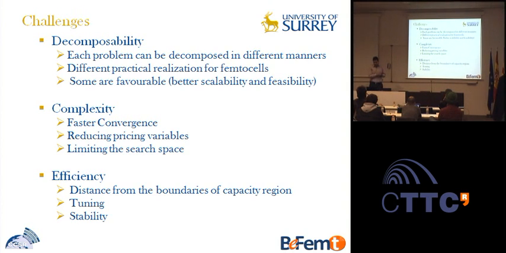Regarding the efficiency, as we talked about, some solutions are not totally optimal. So it is really important that when we come up with heuristic algorithms, we see how far away we are from the boundary of the capacity region. The closer we are to the boundary of this capacity region, the more efficient our solutions are. And of course, in this scenario, it is important to come up with more tunable measures to be able to target any location on this boundary of the capacity region.